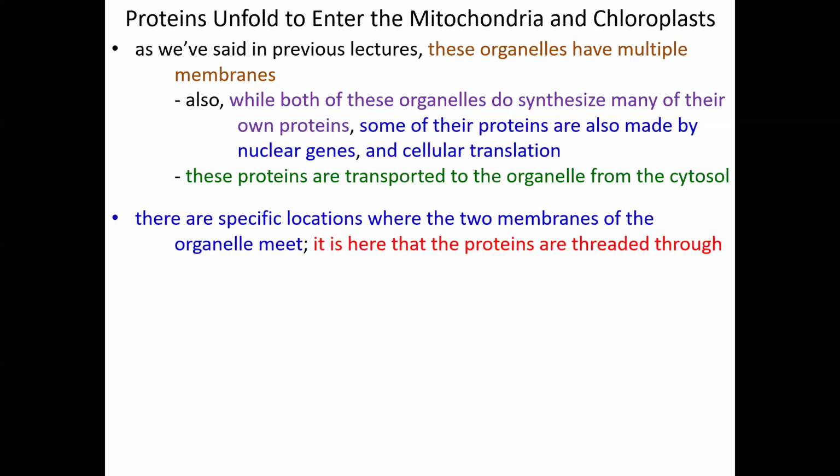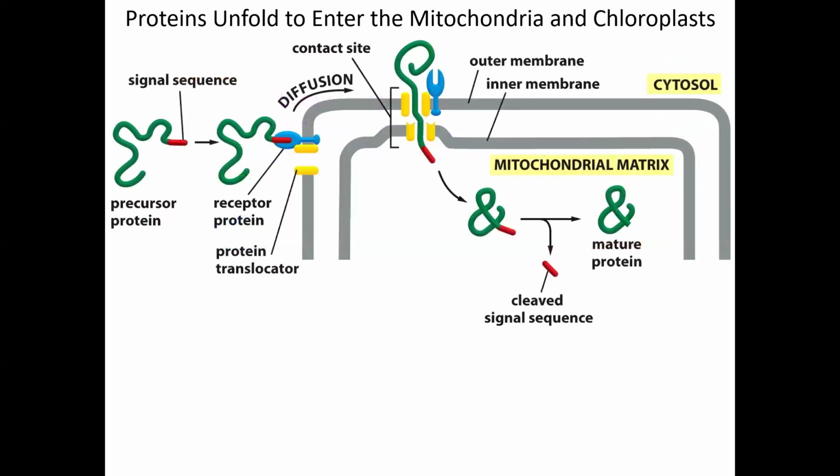So how? Well, these organelles, mitochondria and chloroplasts, they have specific locations internally where the two membranes of the organelles meet. And by two membranes, I mean the outer membrane and the inner membrane. It's almost like there's a half channel on the outer membrane, a half channel on the inner membrane, and these membranes connect to form a full transporter, a full channel. And it's through that channel that the proteins are threaded through into the matrix.